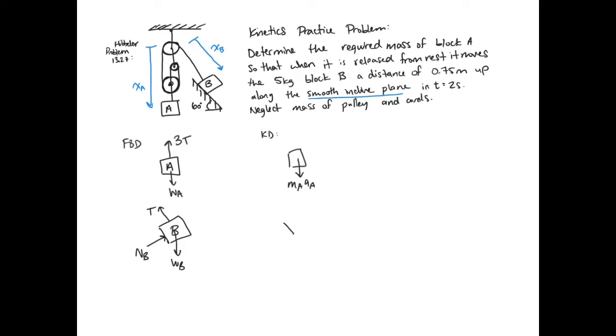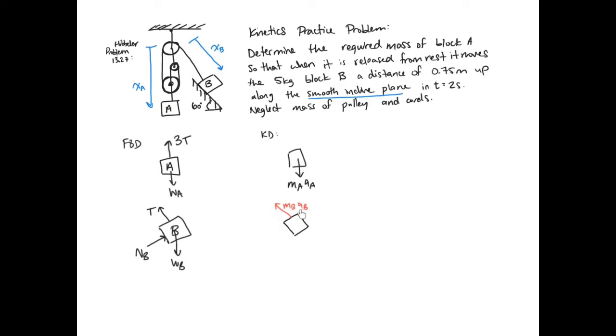When we draw the kinetic diagram of block B, and this is very, very important, we know that block B is moving up the incline. It tells us right in the question: it moves 0.75 meters up along the incline. So it's very tempting to say mass of B, acceleration of B. However, up here, we defined XB, the position vector, as going down the incline, which means we have to match that here. Otherwise, our equations won't work out.